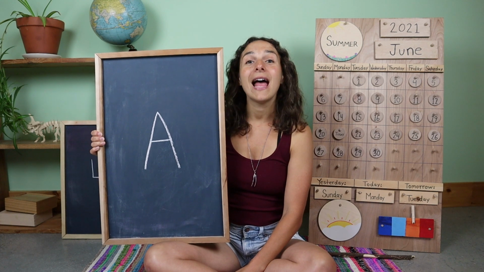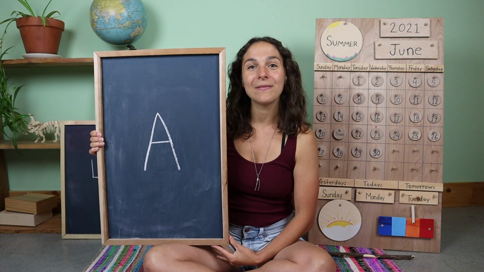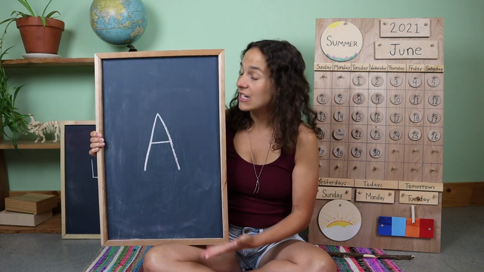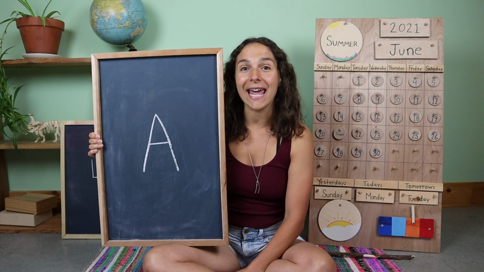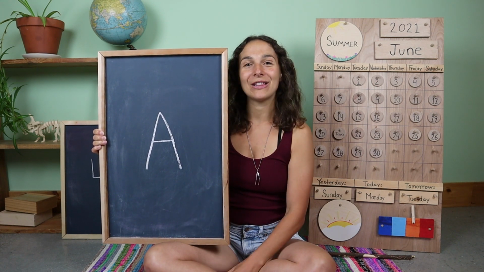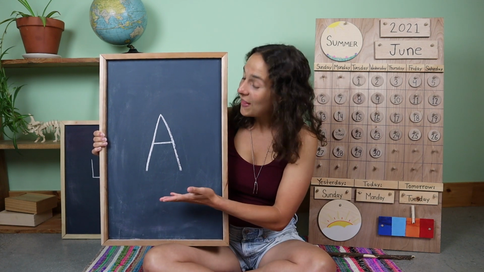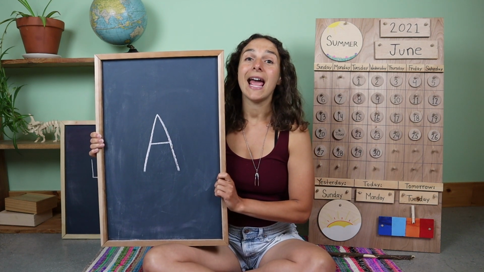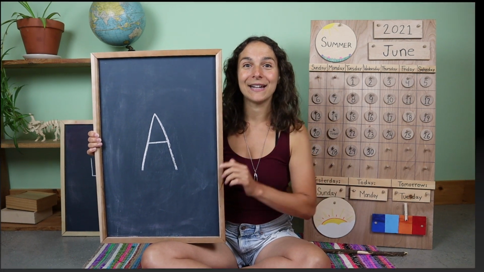Ah. Can you make the short sound with me? Ah. And the long sound sounds like this. A. Can you make the long sound with me? A. This is a capital or uppercase A. A says ah or A.